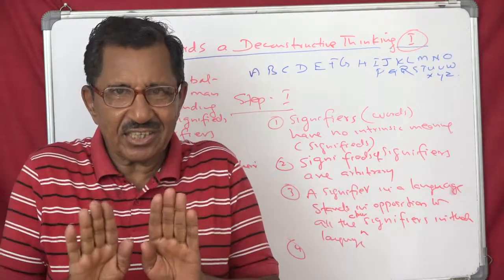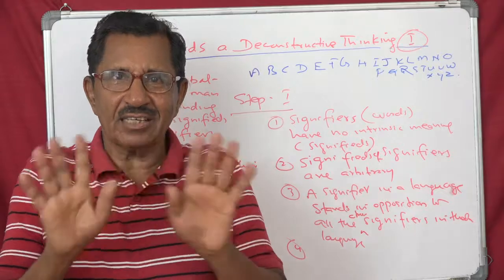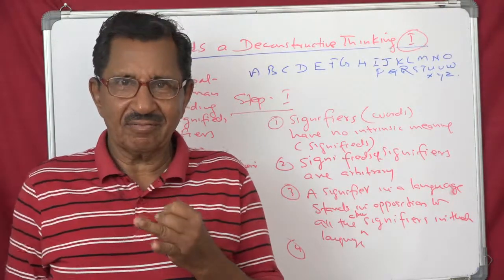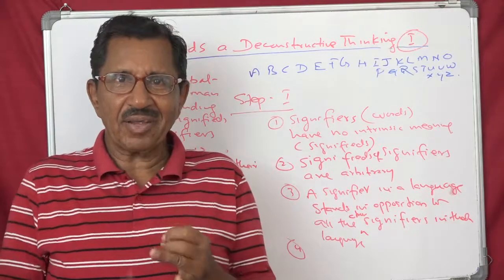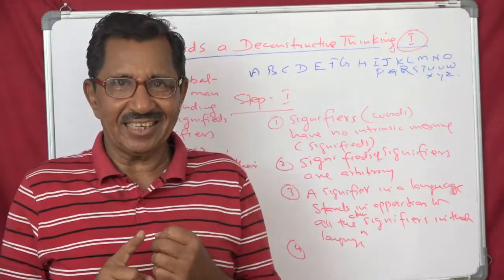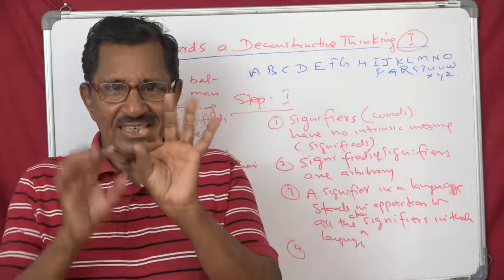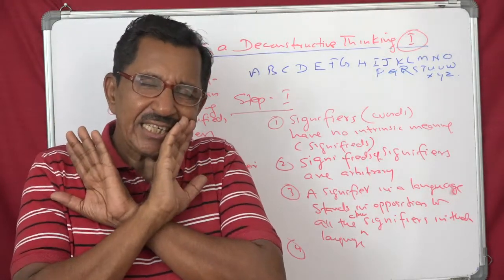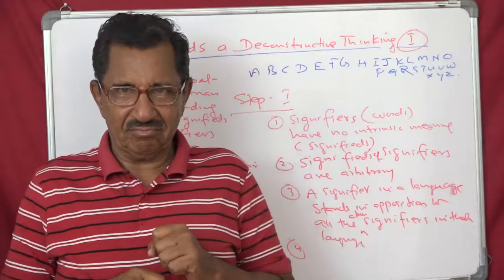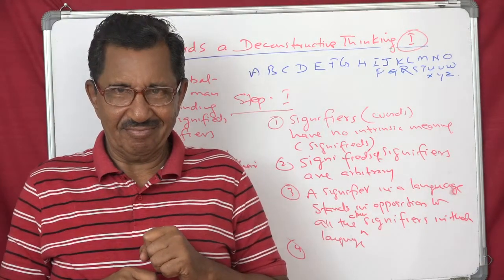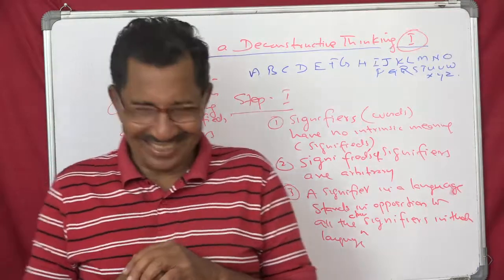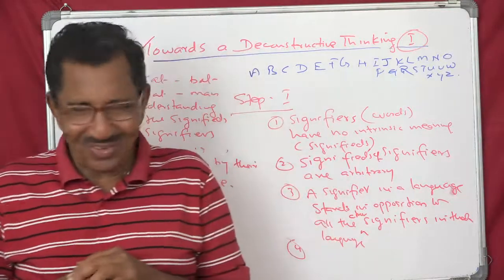Since there is difference, we understand this world. Tree is tree because it is not flower. Flower is flower because it is not sky. When you say flower, that word stands in opposition to the entire dictionary of that language. You understand? Very interesting, surely. Very beautiful.